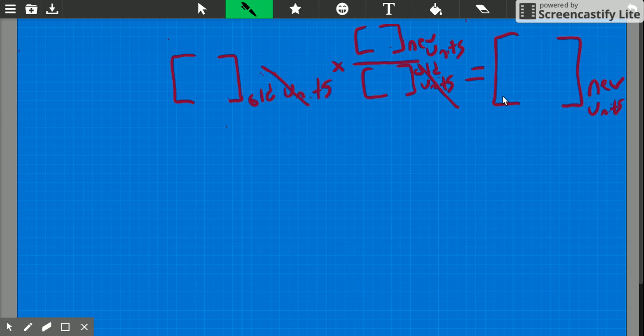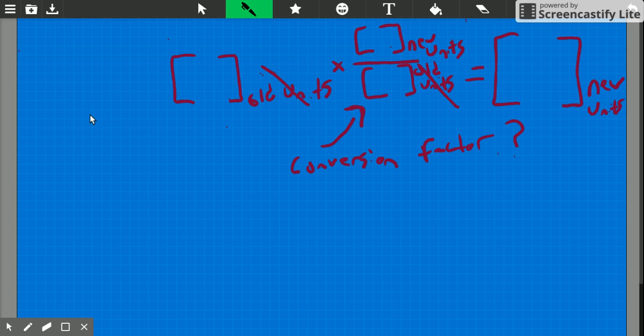All right. And this ratio in the middle that allows us to carry out our unit conversion we generally call a conversion factor. And the real question is, where do these conversion factors come from?